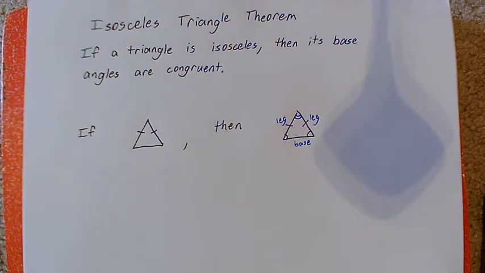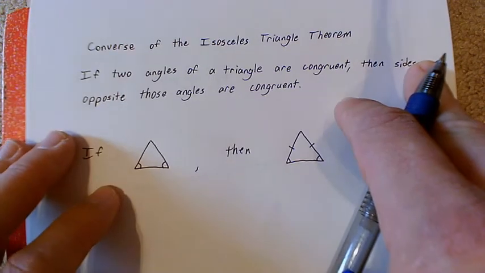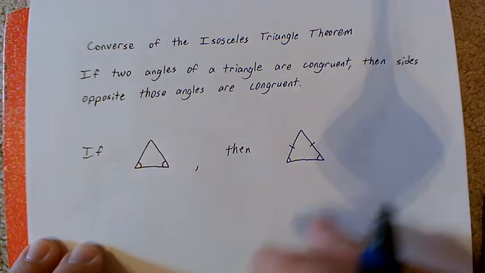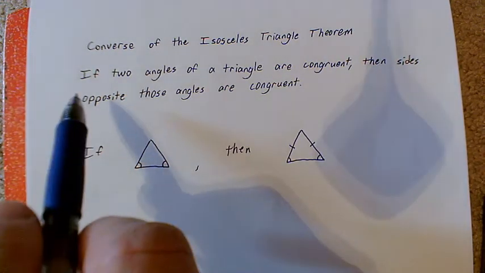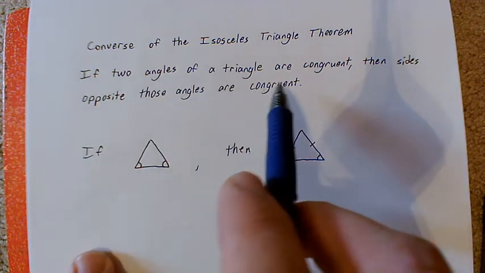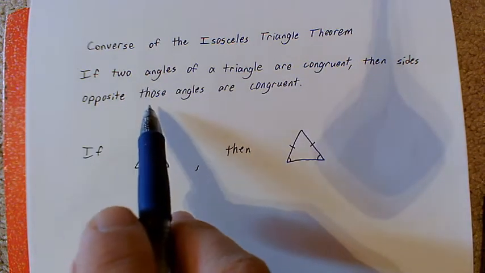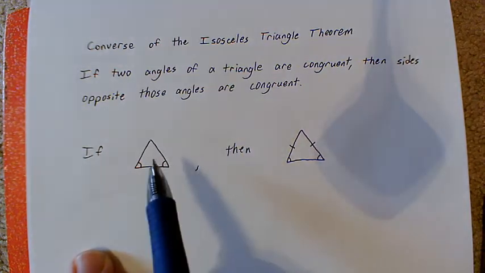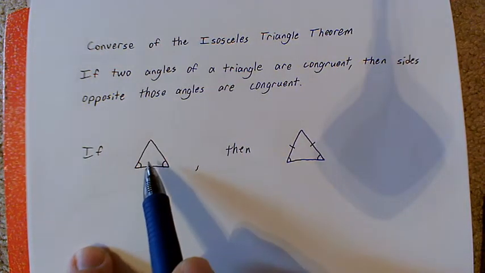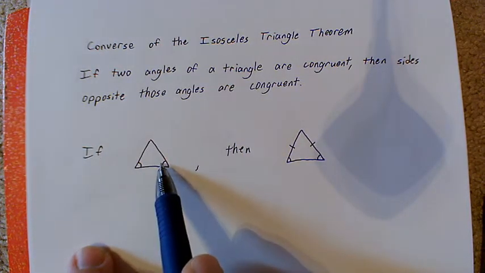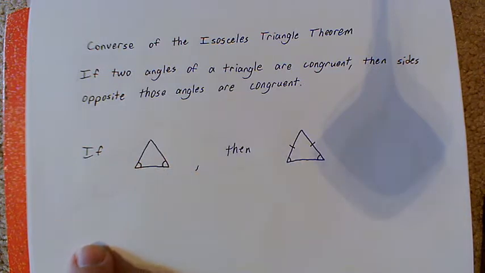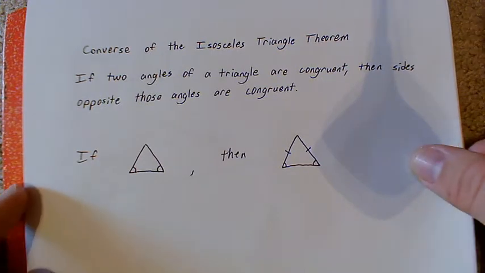Now, the converse of the isosceles triangle theorem is also true. Therefore, it actually makes a good definition and a biconditional. If two angles of a triangle are congruent, then the sides opposite those angles are congruent. So if you start differently, where you have two congruent angles, well, the sides across from those angles would have to be congruent, and you would have an isosceles triangle.